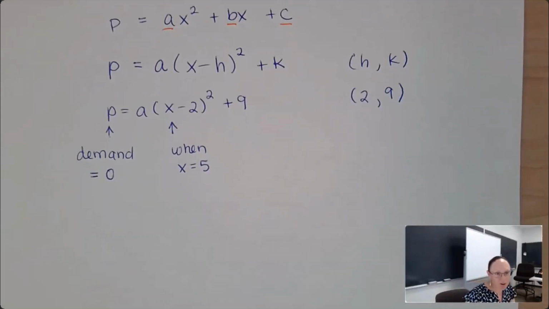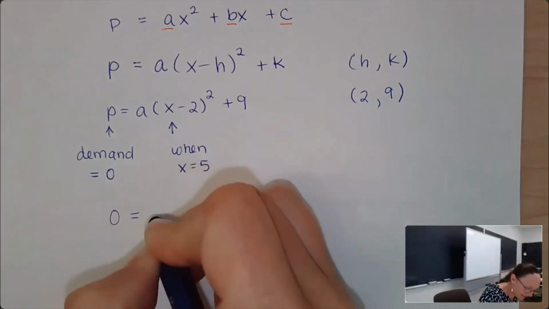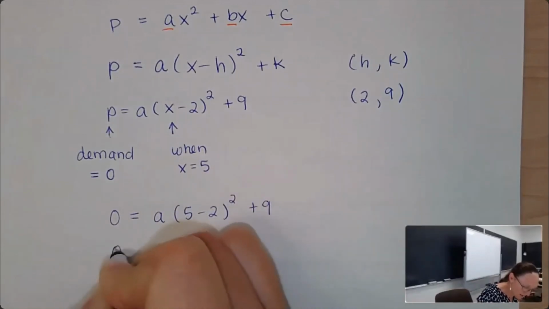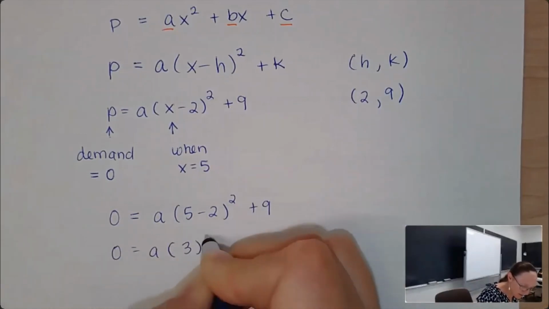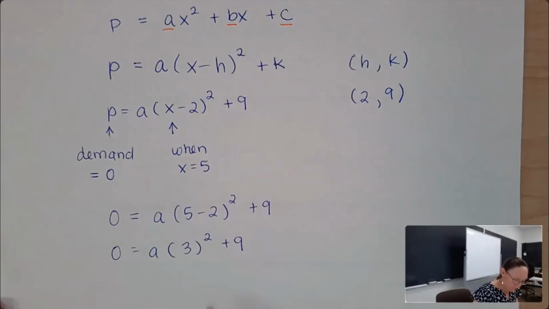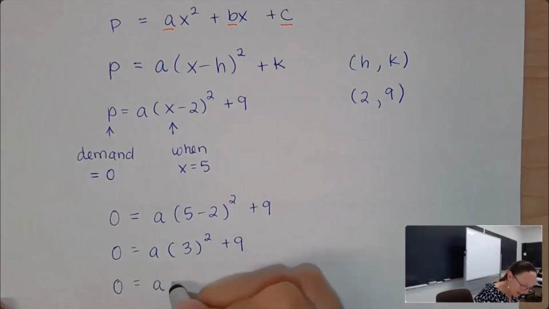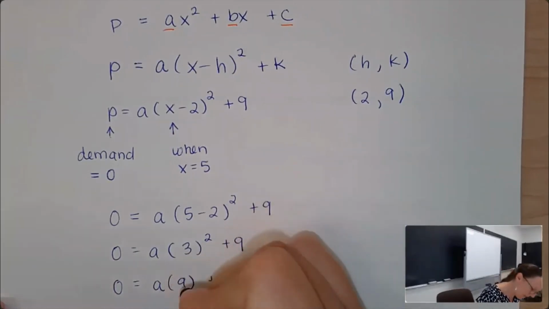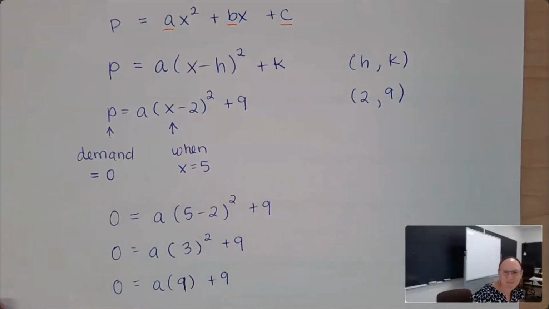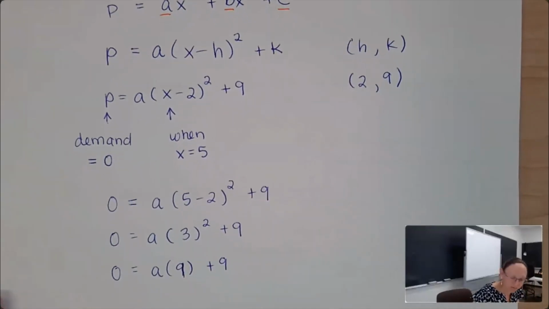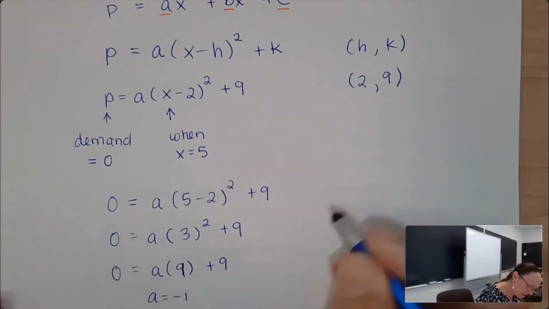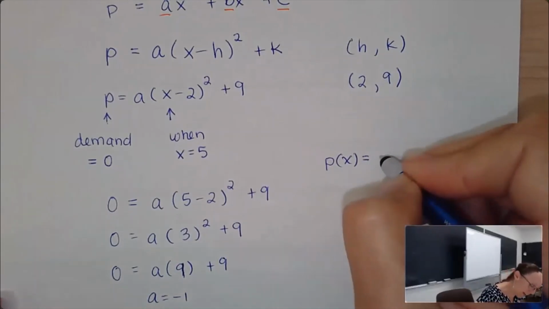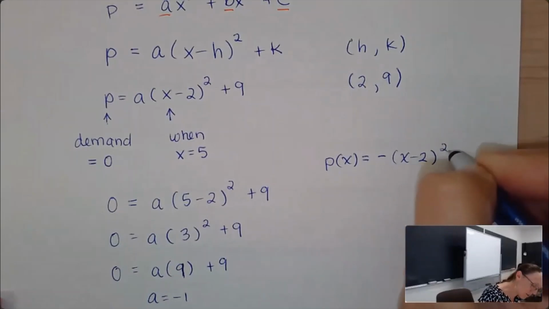So I know the demand is 0 when x is equal to 5. And plugging that in, I've got 0 is equal to A times 5 minus 2 squared plus 9. A times 5 minus 2, there's a 3 squared plus a 9. So A times 9 plus 9 has to be equal to 0. Okay, that 9 started to look like an A. My A is going to have to be -1. So my final function for the demand as a function of the price would look like negative x minus 2 squared plus 9.